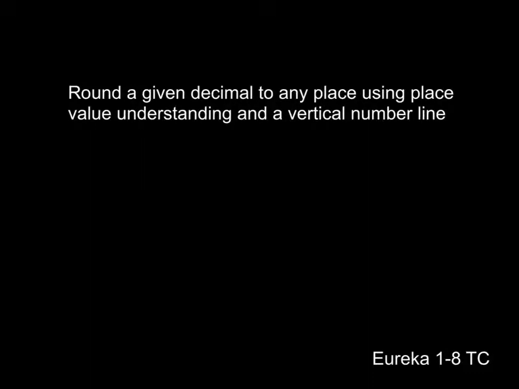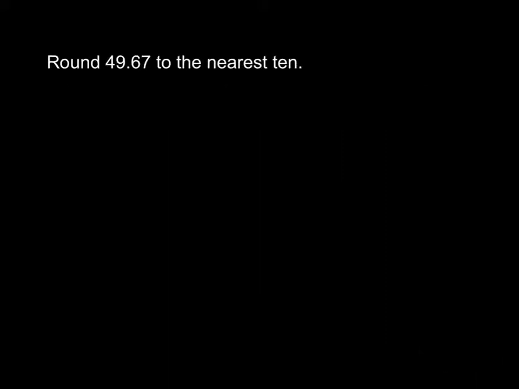This lesson is about rounding a given decimal to any place using place value understanding and a vertical number line. Very much similar to lesson 2 yesterday, only we're going to take the problems one step farther. Yesterday's lesson, we asked you to do problems like this, where you round 49 and 67 hundredths to the nearest 10. Take a moment and solve that one.